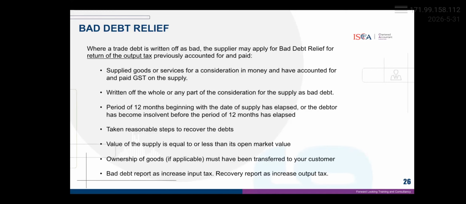So you need to wait, right, for a certain period to ensure that you really cannot get the money back. Then you can go under this relief to get some relief on the GST that you have paid on the bad debt. You have taken reasonable steps to recover the debt. The value of supply is equal to or less than its open market value. The ownership of goods must have been transferred to your customers.